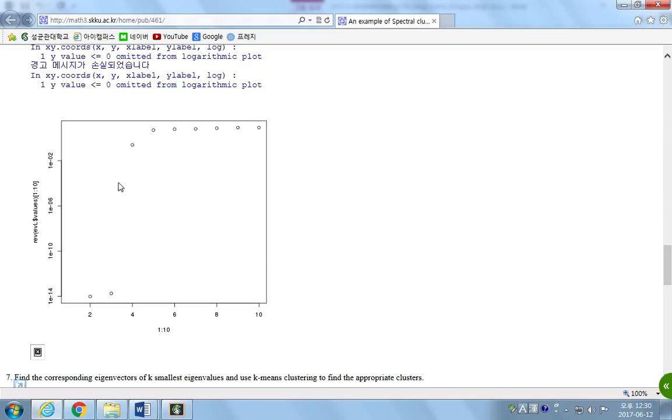Here is 4. First, the smallest eigenvalue is this. So there is a difference. If there is a big difference, then we should choose K is 3. Then it is a good result we can get.